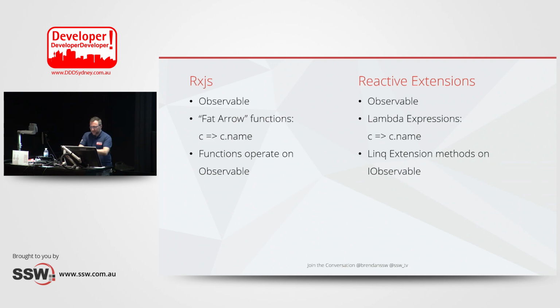With the RxJS library, you get a whole set of functions that operate on observables, like the maps and filters you've already seen. But in the Reactive Extensions library, you actually get LINQ extension methods on your observable. So in Reactive Extensions, you get an observable, you can type .Where to start filtering it, just like any other LINQ operation. So pretty powerful stuff.